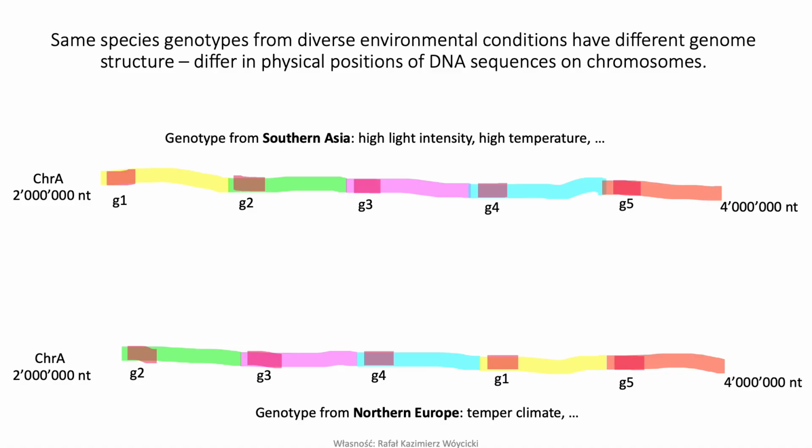breeding. So first we need to know that same species genotypes from diverse environmental conditions have different genome structure. They differ in physical positions of DNA sequences on chromosomes.